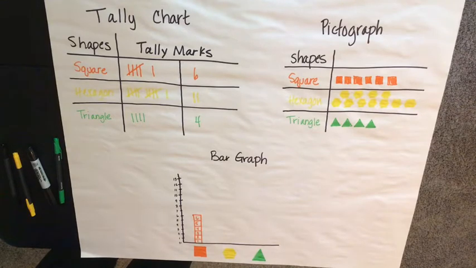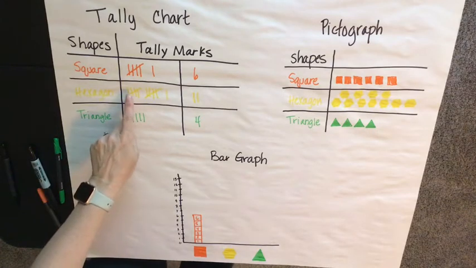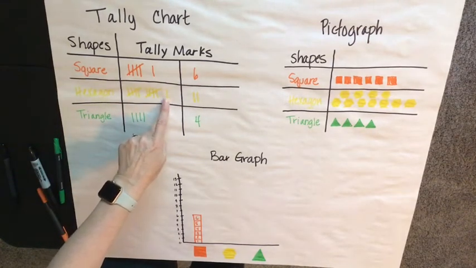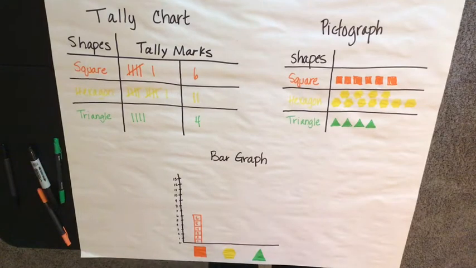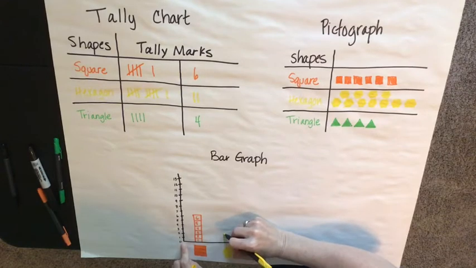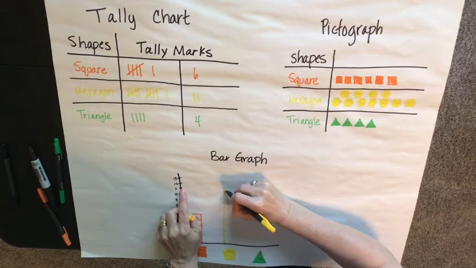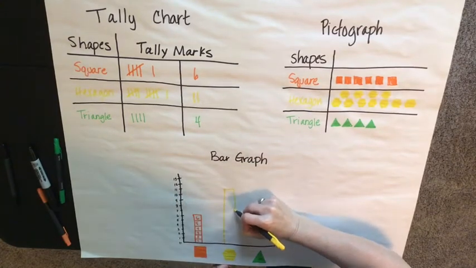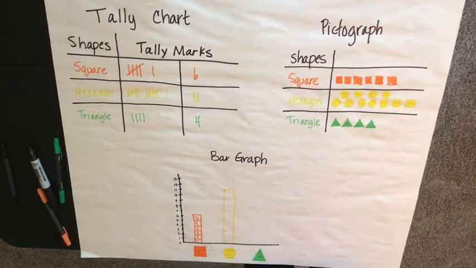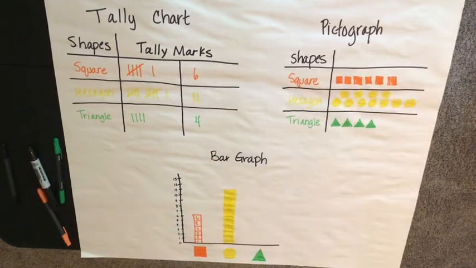Let's add our hexagons to our bar graph. What number should my bar stop at? Yes, it should stop at 11 because I have 5, 10, 11 hexagons. So I'm starting at 0. Did you notice there's a 0 down here at the bottom? And I'm going all the way up to 11. So my bar goes up to 11 because I have 11 hexagons.